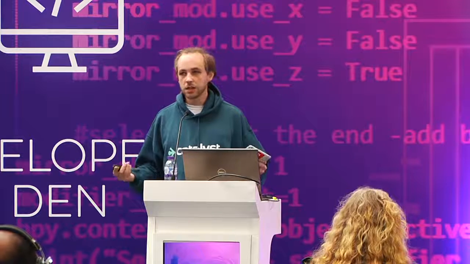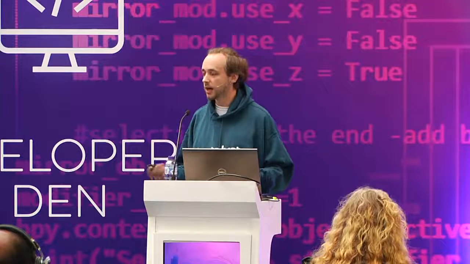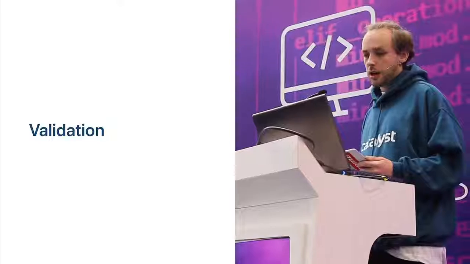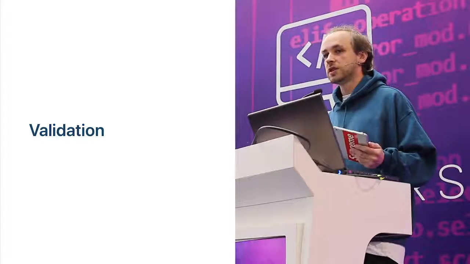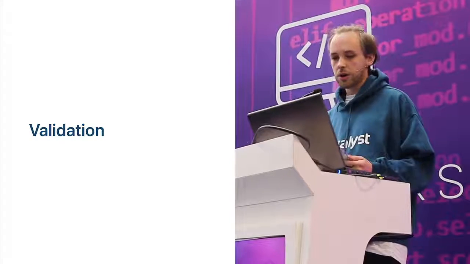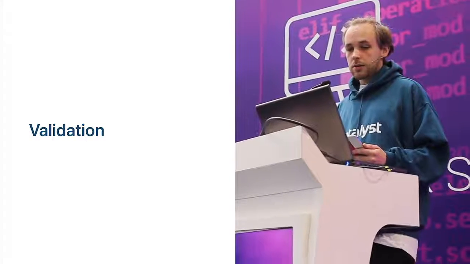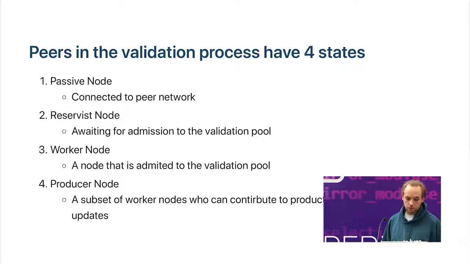How do nodes actually come to validate the transactions? So maybe we talk a little bit about how these nodes are actually behaving on the network. All nodes or peers on the network have the concept of having 4 states while they're on the network.